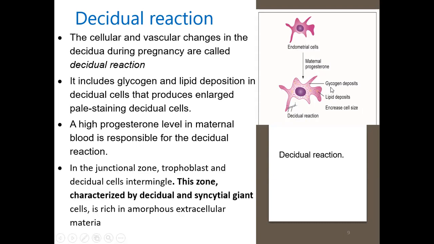Now, what happens in the junctional zone, that is, the junction between the trophoblast, the chorion and the decidua? The trophoblast and the decidual cells will intermingle. So this zone is characterized by decidual as well as syncytial giant cells, which are rich in amorphous extracellular material.